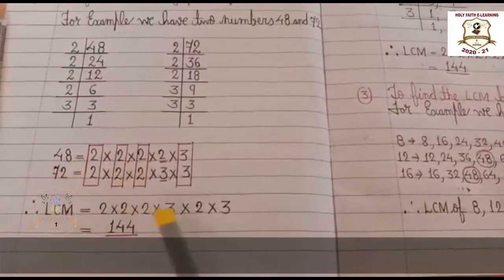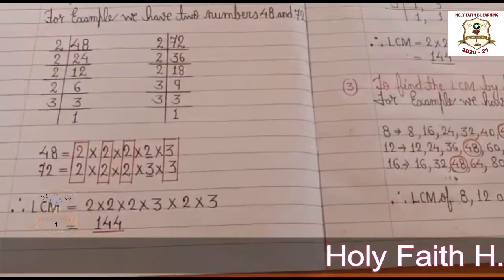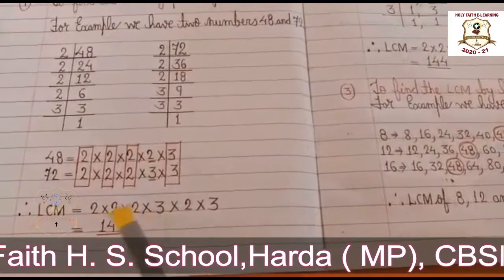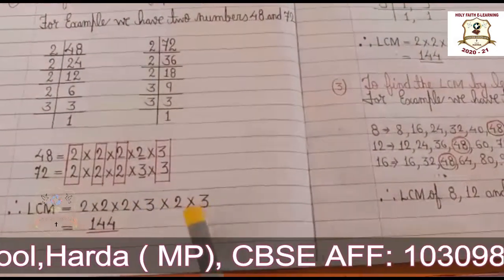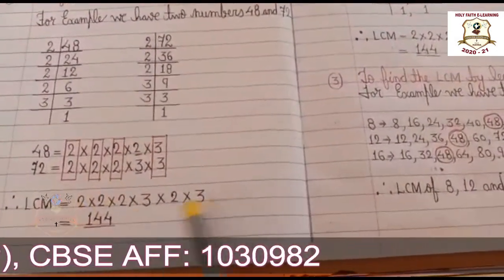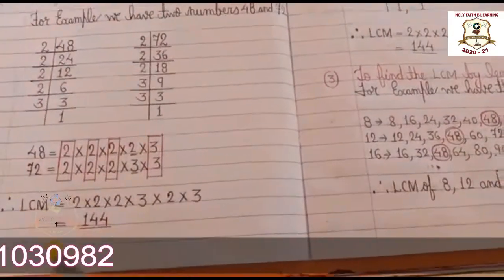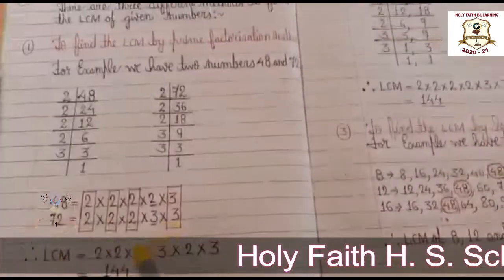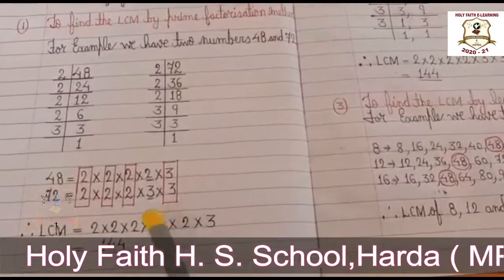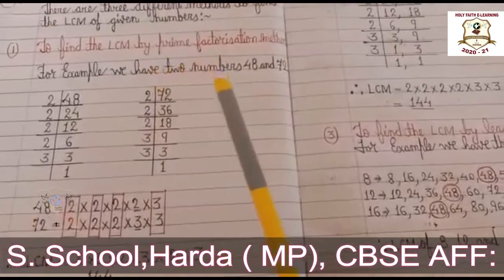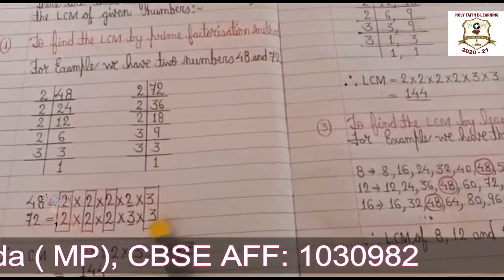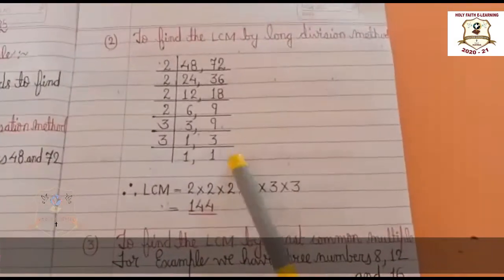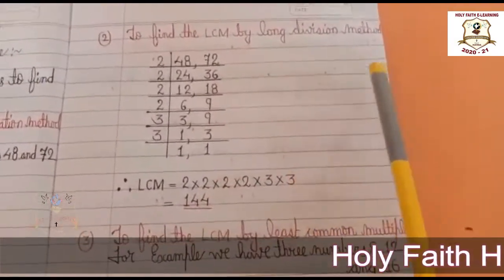then we multiply the given numbers. How? 2 2s are 4, 4 2s are 8, 8 3s are 24, 24 2s are 48 and 48 3s are 144. So the LCM of 48 and 72 is 144, and this method is known as what? This method is known as prime factorization method. Understood beta? Now we move to the next method, and what is the name of the next method? That is long division method.